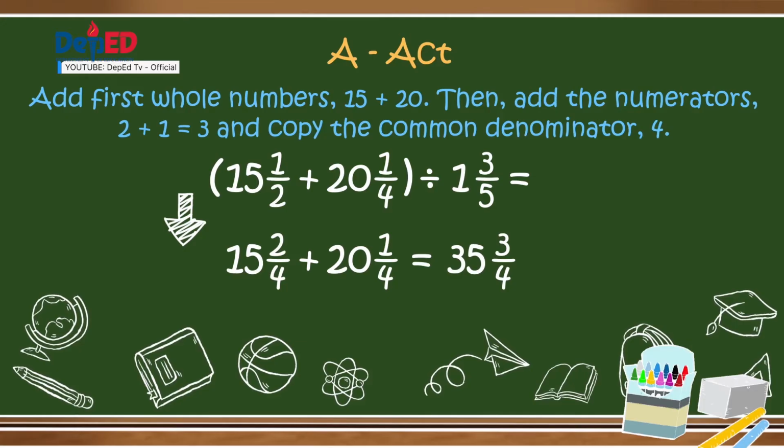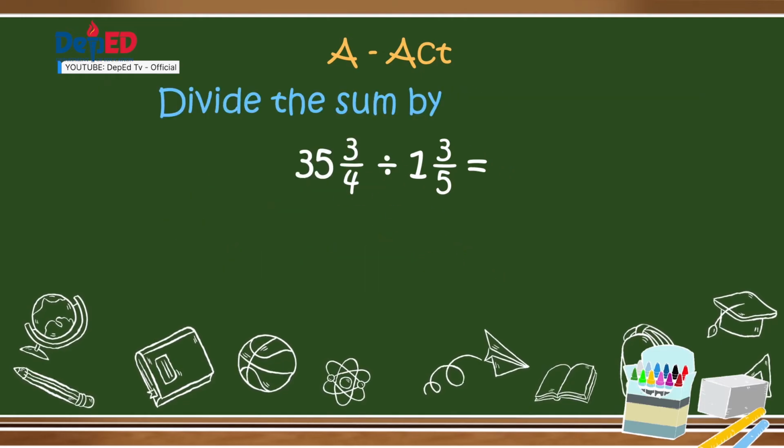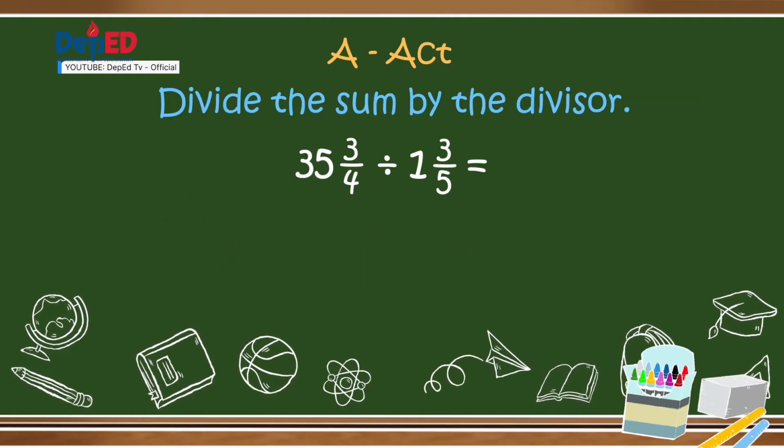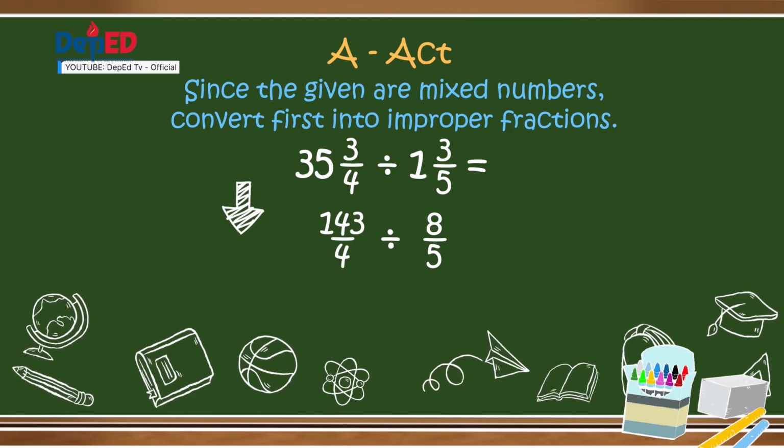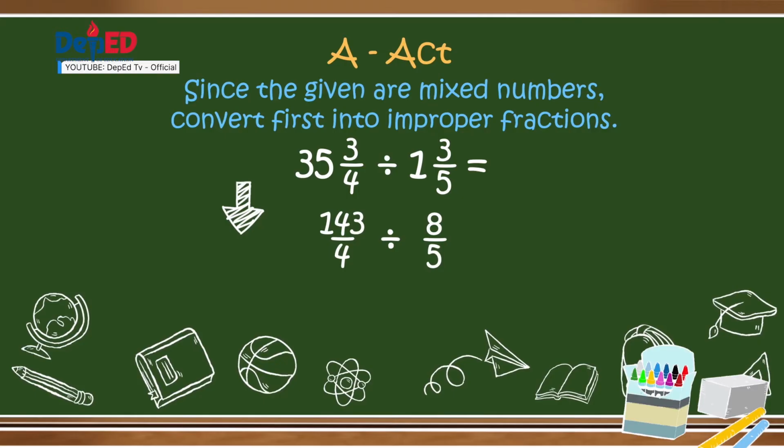Is it already in lowest term? Yes! Now, divide the sum by the divisor 1 and 3/5. 35 and 3/4 divided by 1 and 3/5 equals... Again, follow the steps in dividing fractions. Since the given are mixed numbers, convert first into improper fractions. 35 and 3/4 is equal to 143/4. 1 and 3/5 is equal to 8/5.